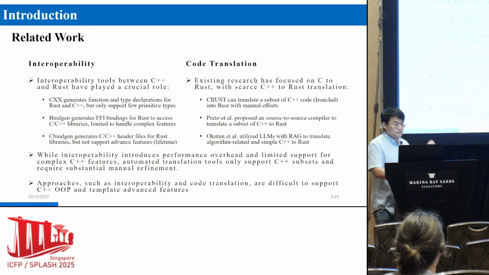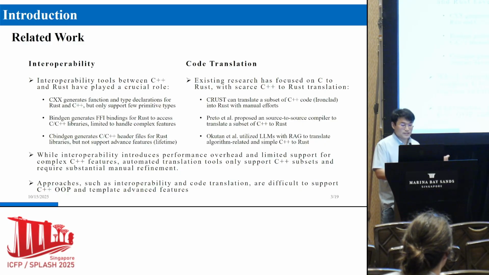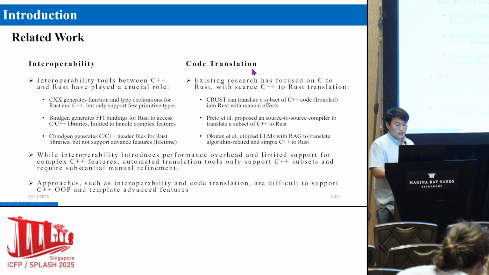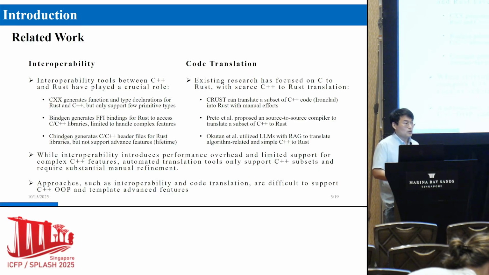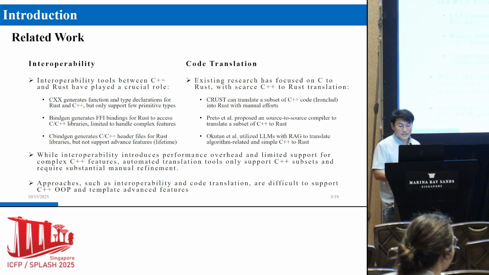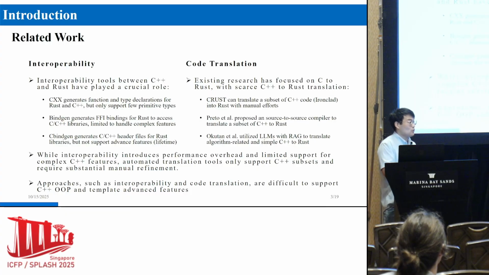The next approach is code translation. However, existing research has focused on C to Rust translation. C++ to Rust translation is scarce. The representative work is C2Rust, but it only translates a subset of C++ code, such as Ironclad, into Rust with manual effort.